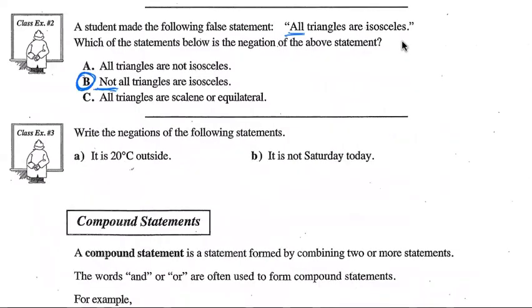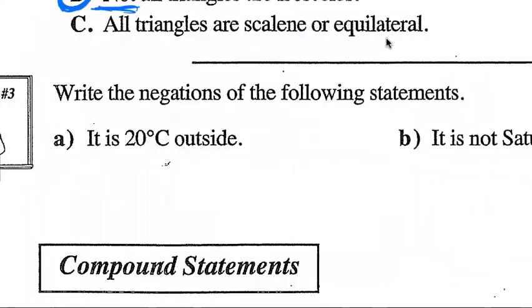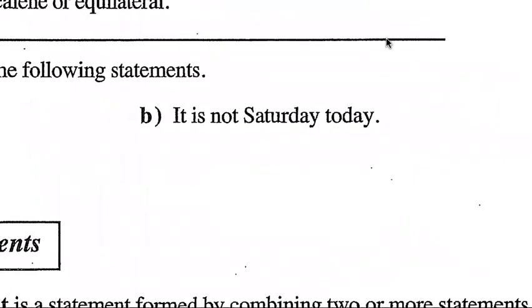Example 3, write the negations of the following statements. A, it is 20 degrees outside. B, it is not Saturday today. I'm going to give you a second. You give those a shot, and I'm going to pause my video for a second. So hopefully you paused your video also and were able to see if you can understand this. It is 20 degrees outside. The negation would be it is not 20 degrees outside. Question B, it is not Saturday today. The negation would be it is Saturday today.